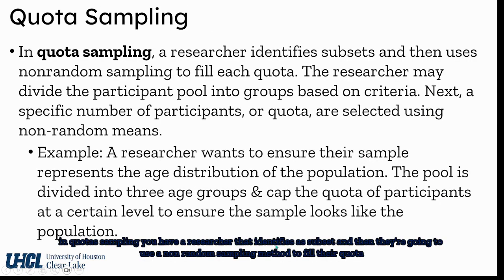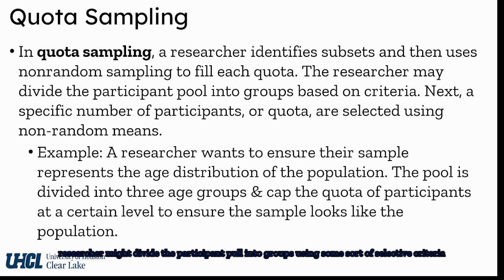In quota sampling, you have a researcher that identifies a subset, and then they're going to use a non-random sampling method to fill that quota. The researcher might divide the participant pool into groups using some sort of selective criteria, and then a specific number of participants, or a quota, is selected using a non-random method.